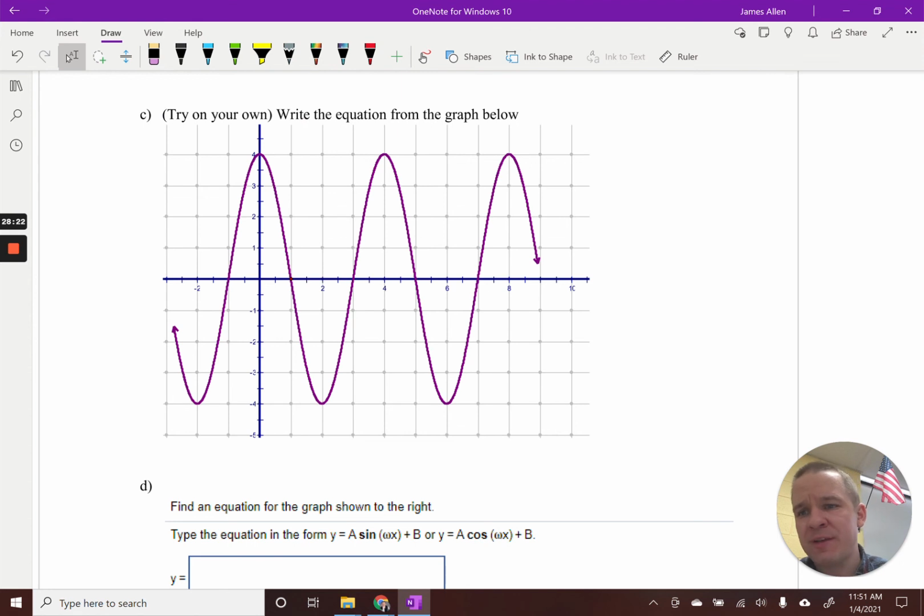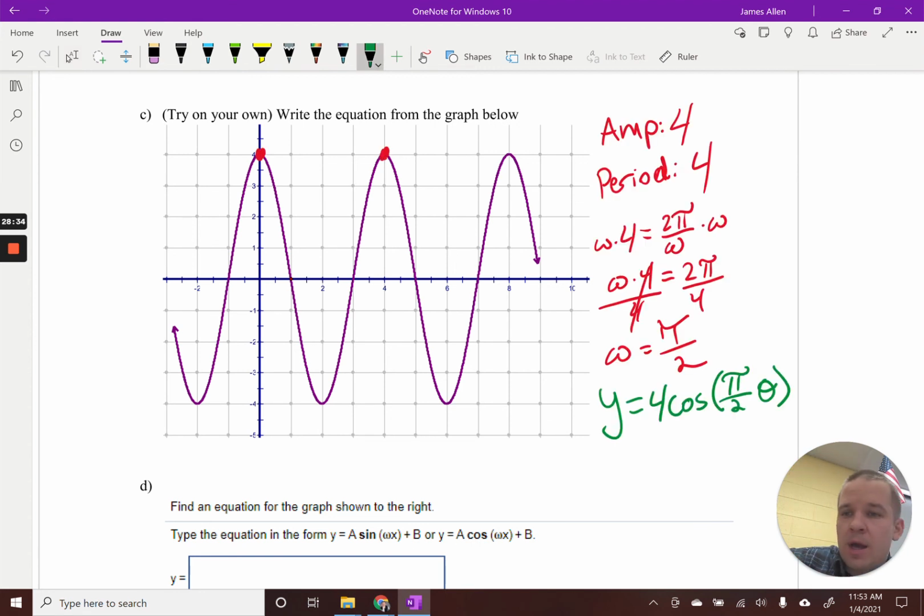All right. For this one, to save time, I'm just going to let you guys pause it, try it, write the equation, and then I'll toss the information up there. So go ahead and hit pause. I said hit pause. Hopefully you guys got that right there. Y equals 4 cosine pi over 2 theta or x or whatever variable you chose.